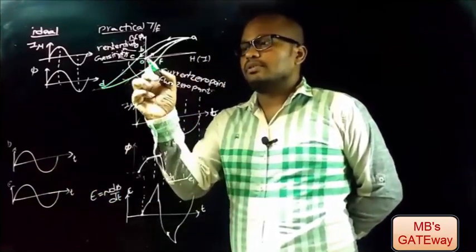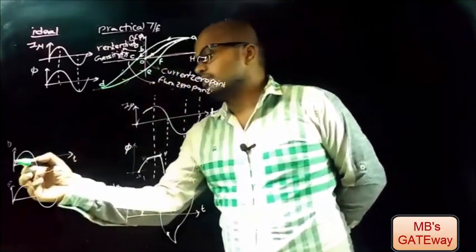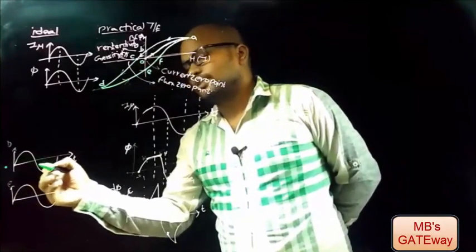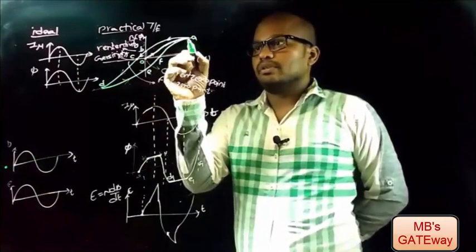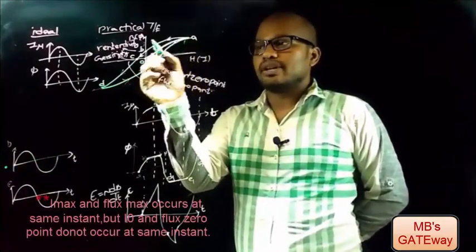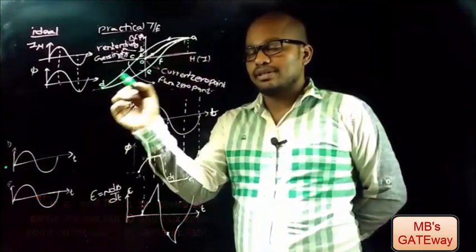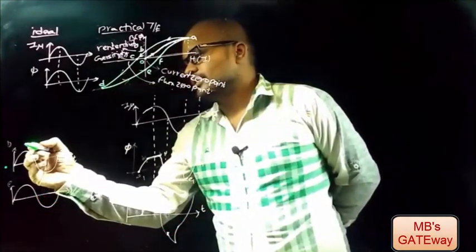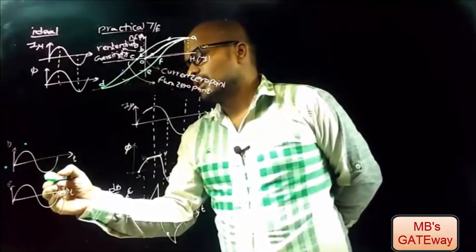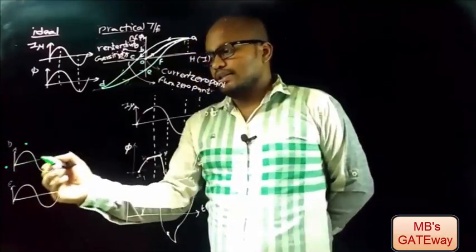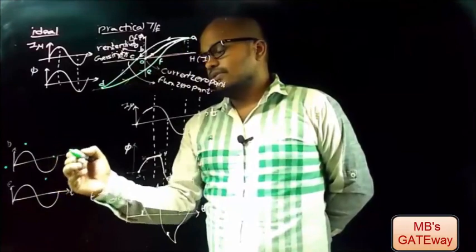And if you observe here, the current 0 point is leading and flux 0 point is lagging. So current 0 point will be here and flux 0 point is here. In practical transformer, the maximum points, that is phi max and I max, are at same instant, and similarly here phi max and I max are at same instant. Let us suppose I max be here, and similarly on negative side let I max be here. As current is leading, so current will be 0 here.